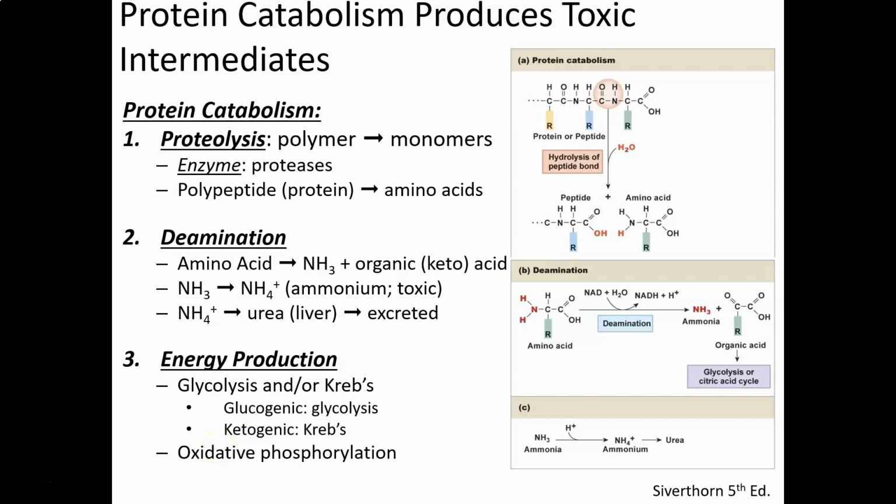One of the nice things about protein is this as well.